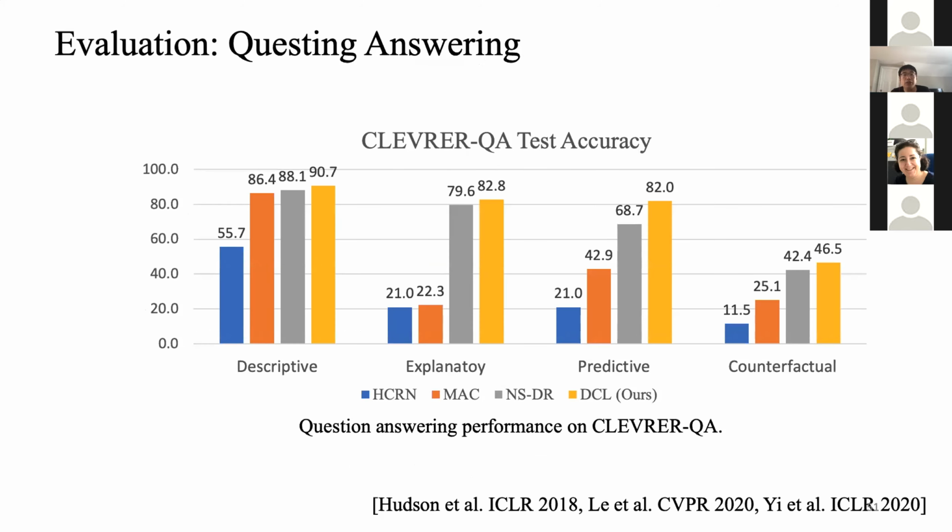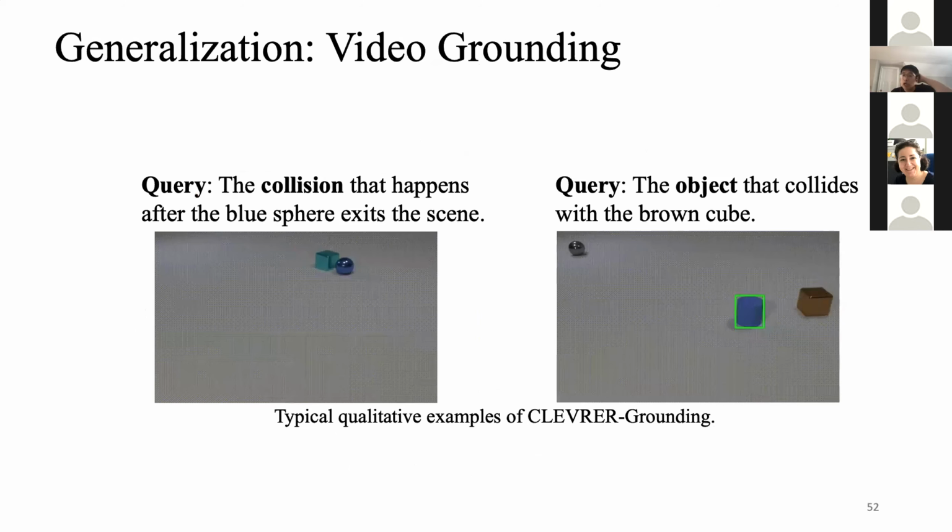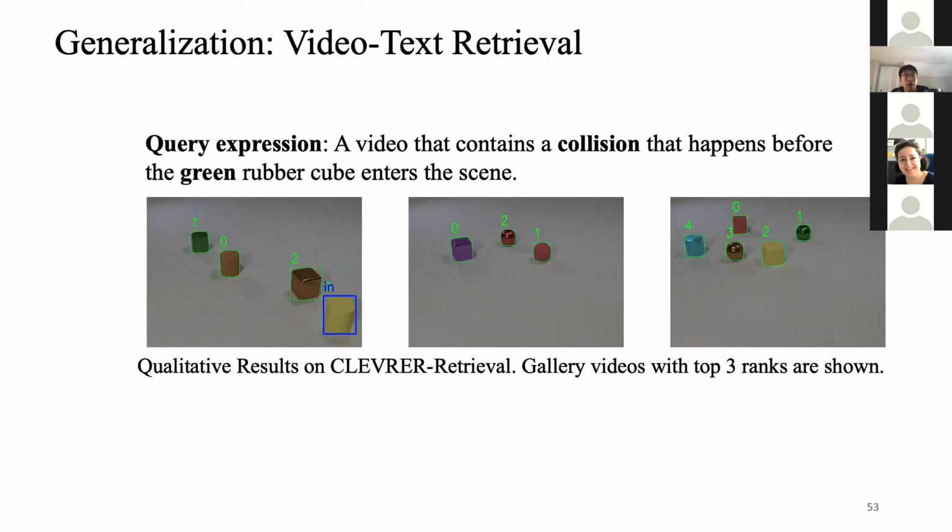We also achieved state-of-the-art results on this kind of challenging query data set, especially on the last three most challenging question types that require understanding dynamics and causality. We can also find that this new model can easily generalize to other tasks, for example, video grounding. In this task, we give a query expression and the video, and it can provide a spatial-temporal localization of the described object and event in the video. For example, if we want to localize the collision that happens after the blue sphere exits the scene, our model can achieve much stronger performance in this kind of challenging spatial-temporal grounding task, but end-to-end models failed to do that. And we can also do some interesting video text retrieval tasks. For example, we give a long text description.